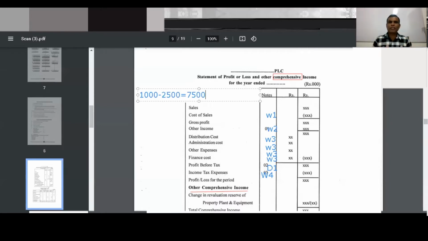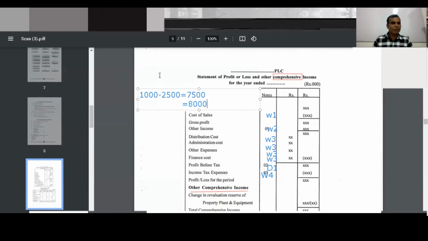If this motor vehicle can be sold in the open market today, assume the selling price is 8,000. Now, 8,000 is the revalued amount.